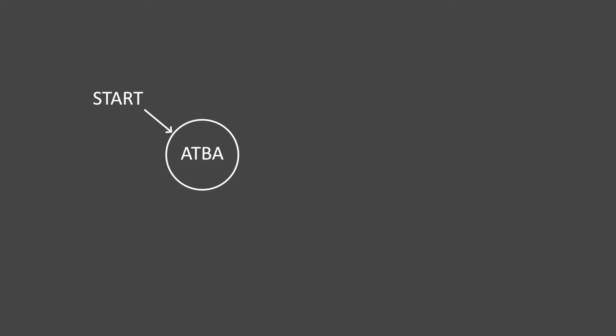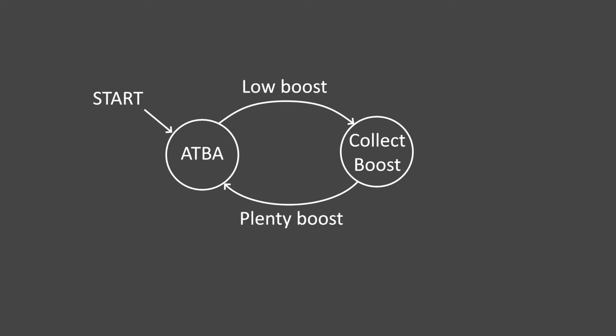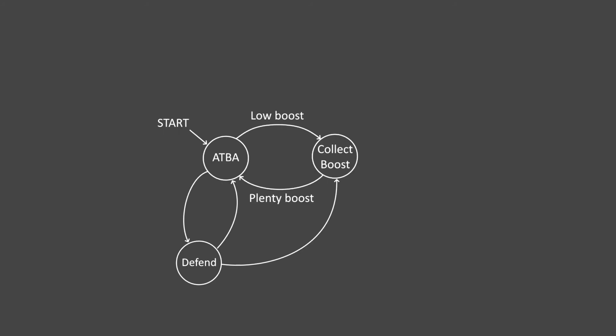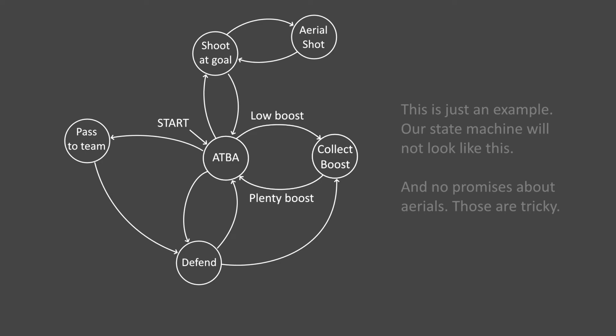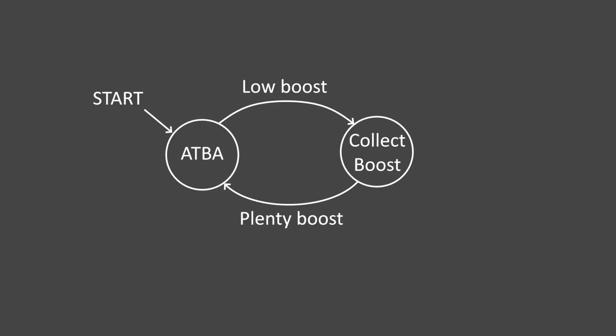But we are going to add more states. So what we're going to add is another state with some boost collection. And then we're going to say that when we have run out of boost, we'll go for boost instead. And once we have boost again, we'll switch back to our AtbaState and chase the ball. And once we have that working, we can easily expand it and add more states. Like go back and defend, make an aerial, get in position, all sorts of things. But we'll start out with this AtbaState behavior and simple boost collection.